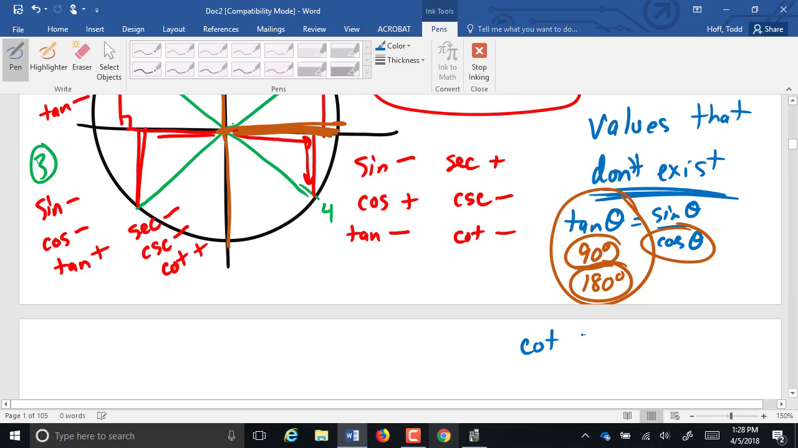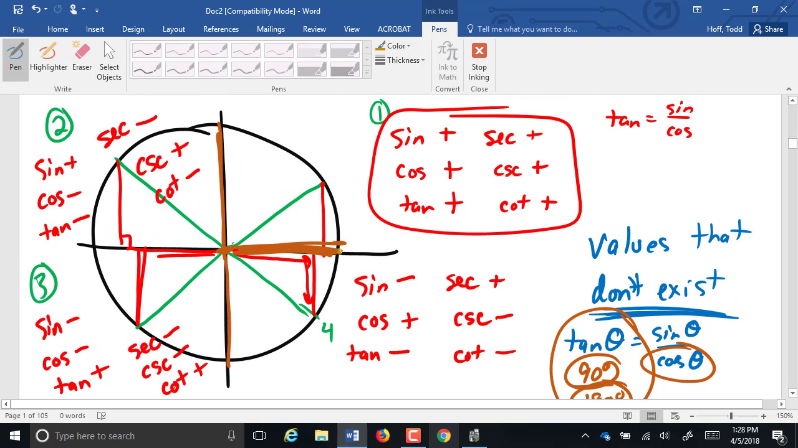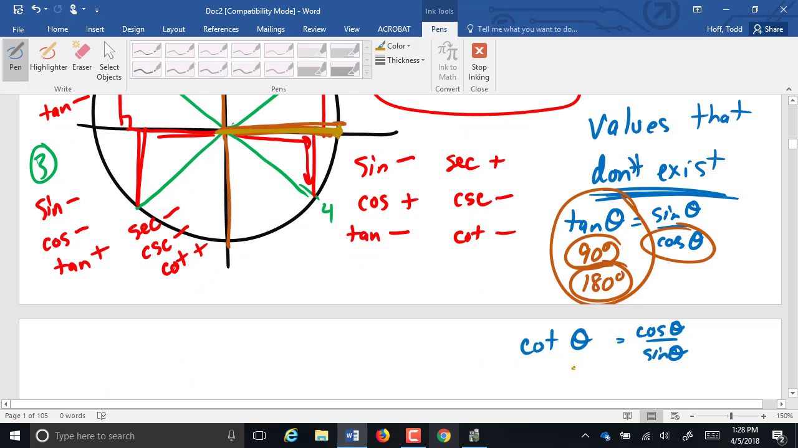Cotangent is the reciprocal. It's cosine over sine. So the cotangent doesn't exist where the sine is 0. Where is the sine 0? Well, the height, remember, sine is the height. Well, when is it right on the axis here? 0 degrees and 180. I screwed up here. This is not supposed to be 180. This should be 270 up here. 90 and 270. So cotangent doesn't exist at 0 and 180.